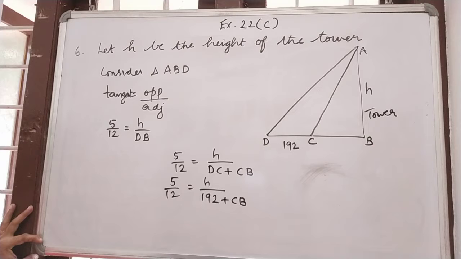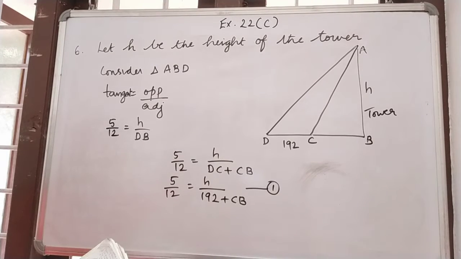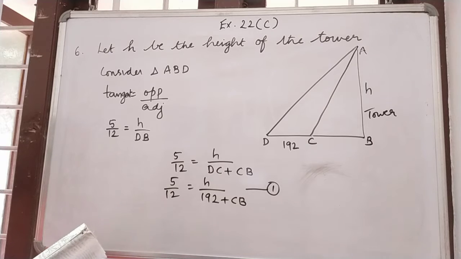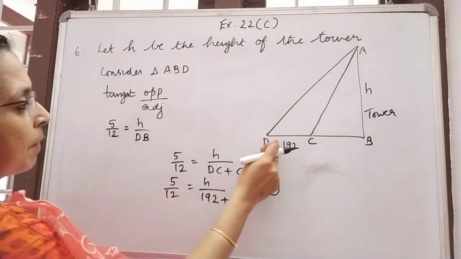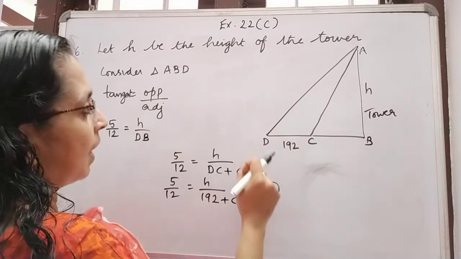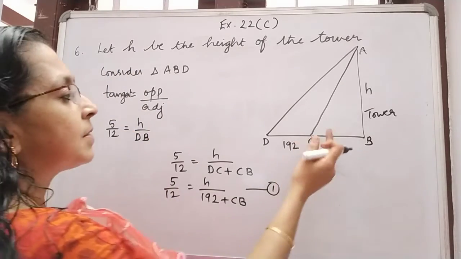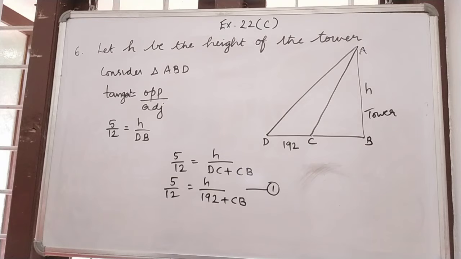So, CB is what? Let it be there. Next we can consider the other triangle, triangle ABC. On walking 192 meters towards the tower, the tangent of the angle is found to be 3 by 4. So the tangent changes from 5 by 12 to 3 by 4, since towards the tower this angle changes.